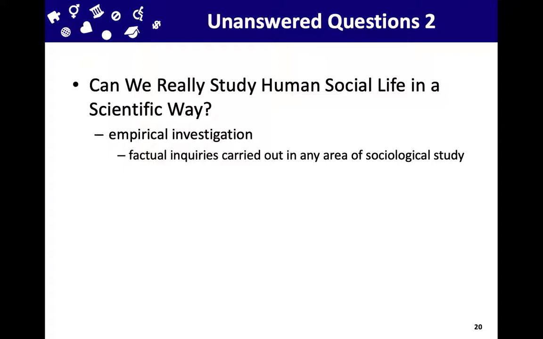In other words, sociological research is scientific research. They are the same thing, just done in a different way. It's all based on what's called empirical investigation, which means factual inquiries carried out in a sociological study. Facts and data are gathered according to a set of procedures, and then they're looked at systematically. So then sociologists are able to look through theory and employ the logic that they're trying to find.